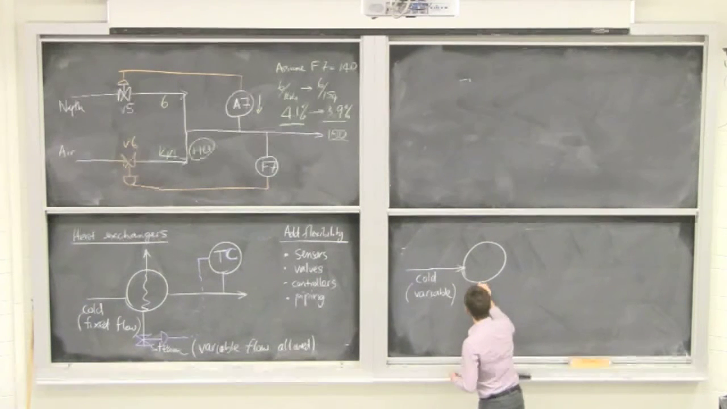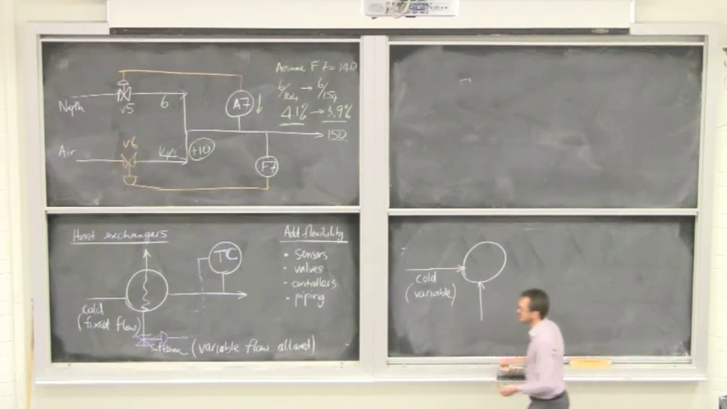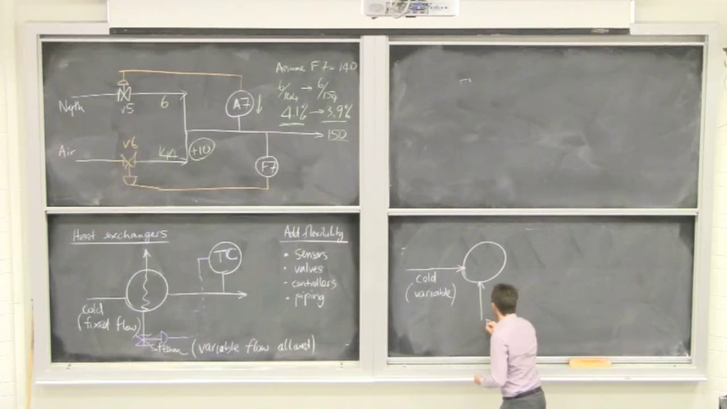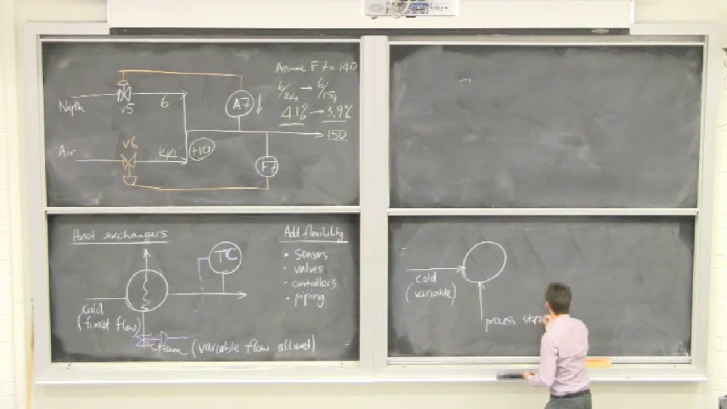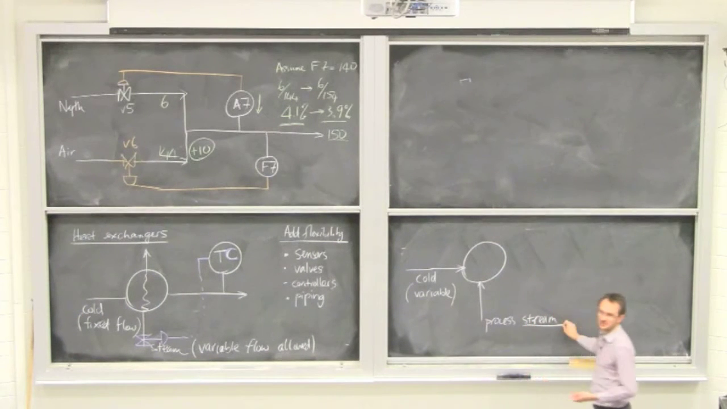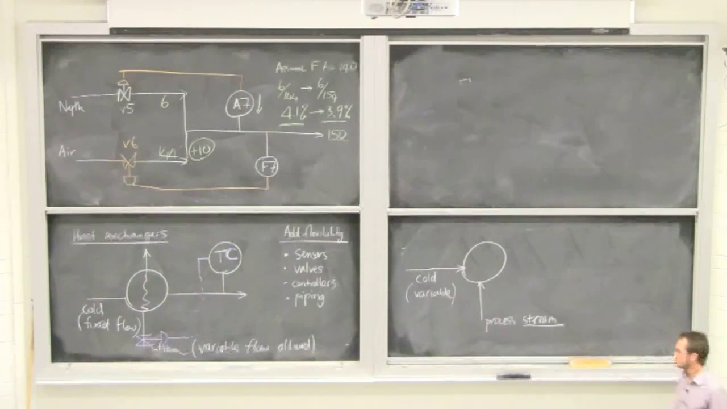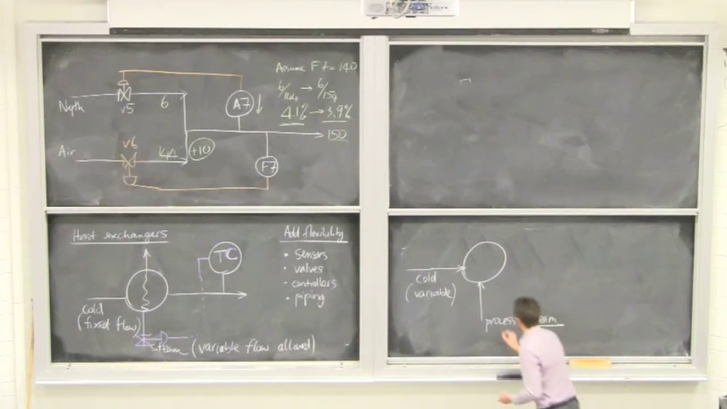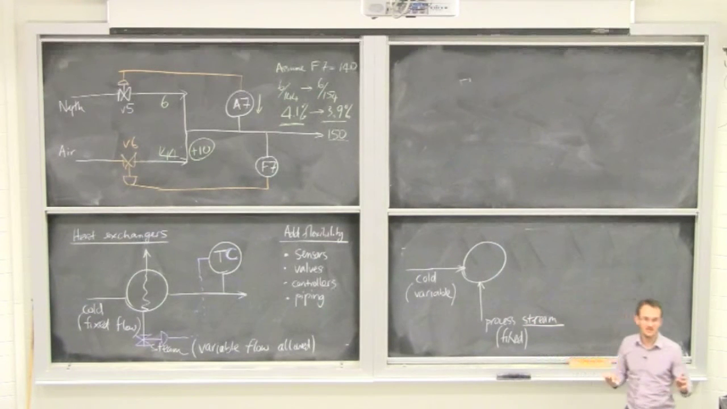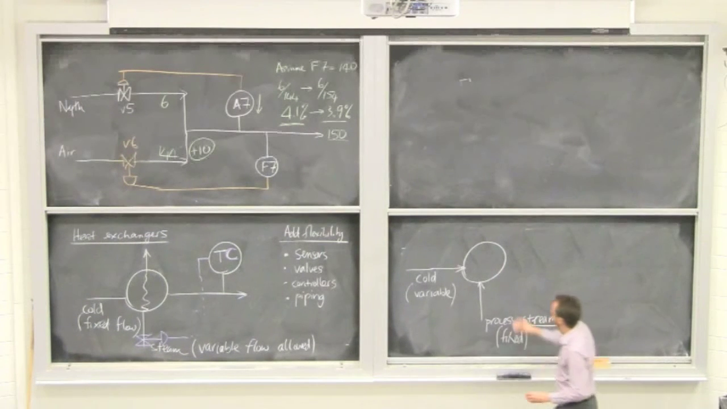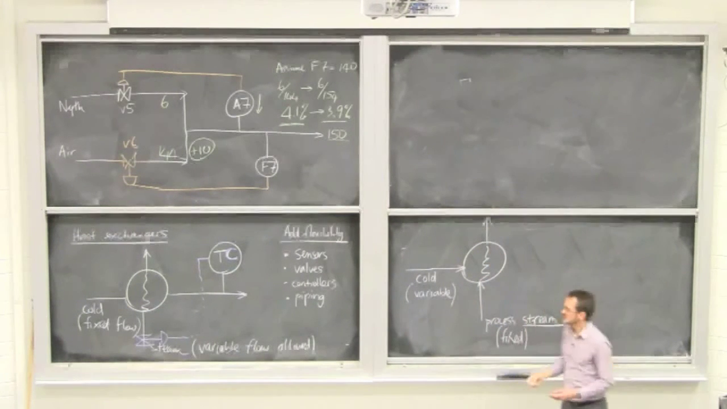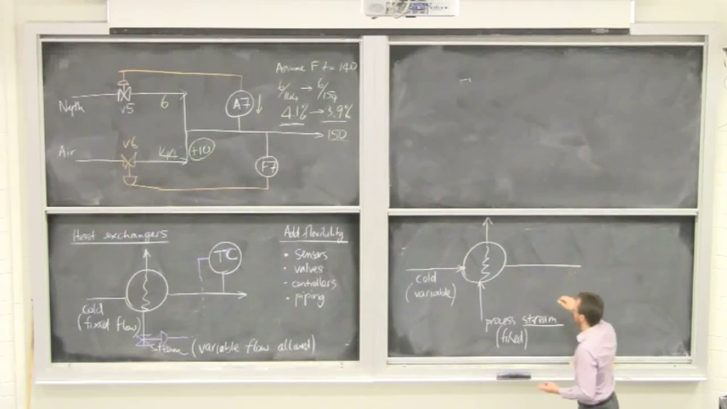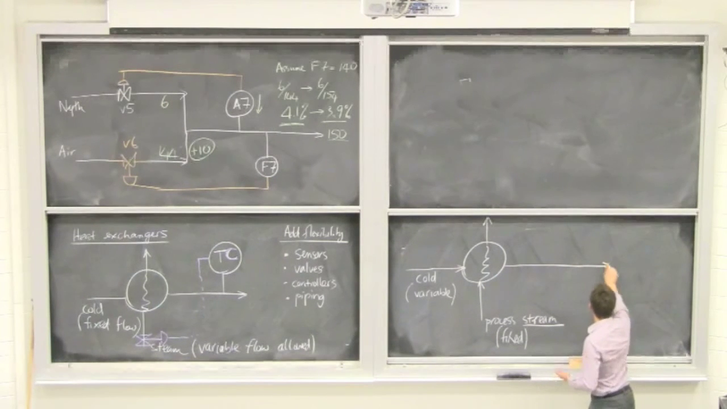But now my hot stream this time that I'm using is a process stream. Okay, so notice that's a process stream, it's not process steam. It's a process stream and it's fixed. So it comes from another part of the flow sheet, some other region of the flow sheet, and it crosses paths with our cold product, and we exchange heat in order to heat up our cold stream here.